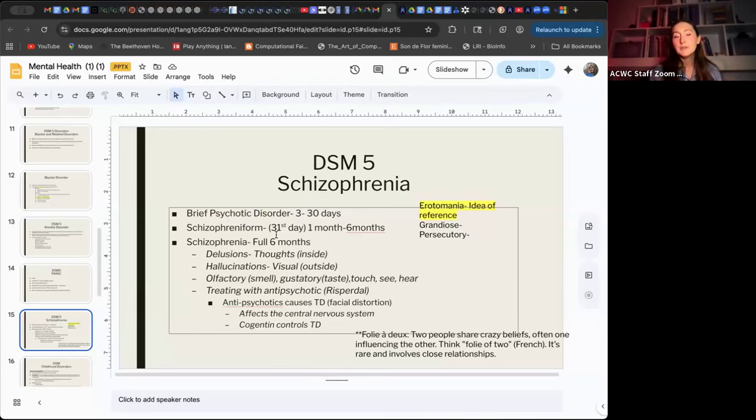Once it hits the 31st day, so literally the 31st day, like that 1 month, then up to 6 months, then it becomes schizophreniform. It's still not schizophrenia. Like if you had this question on the exam, you still would not pick schizophrenia as the answer. It would be schizophreniform. Finally, if someone's having these symptoms and in the question it says 6 months or longer than 6 months, then the answer would be schizophrenia.